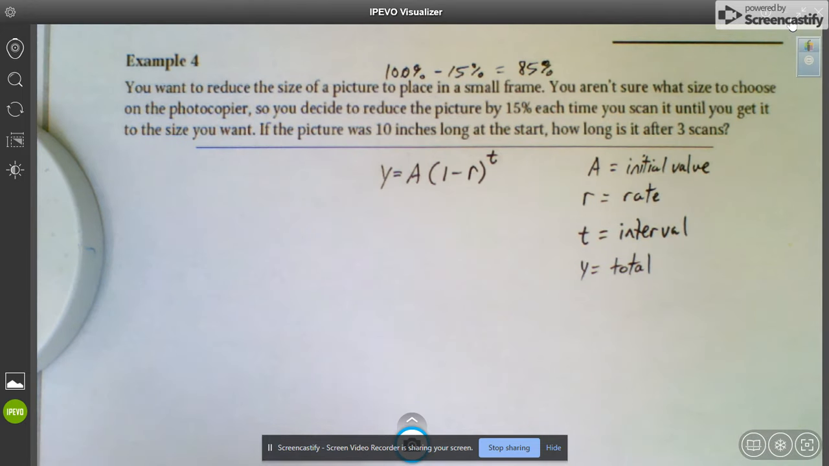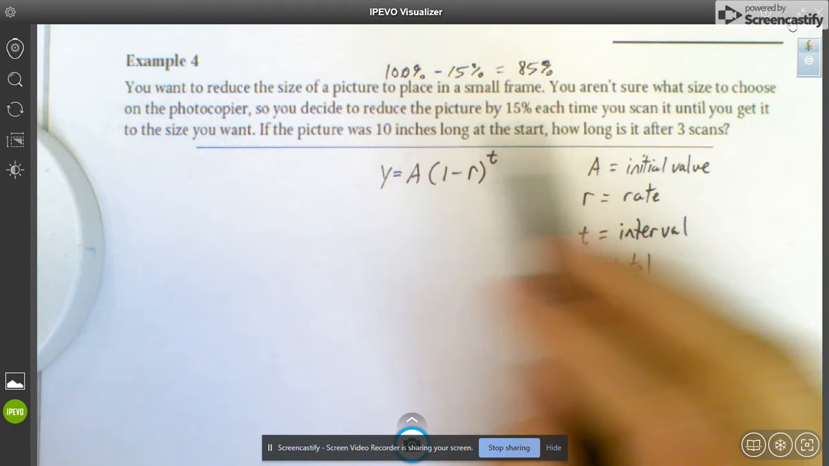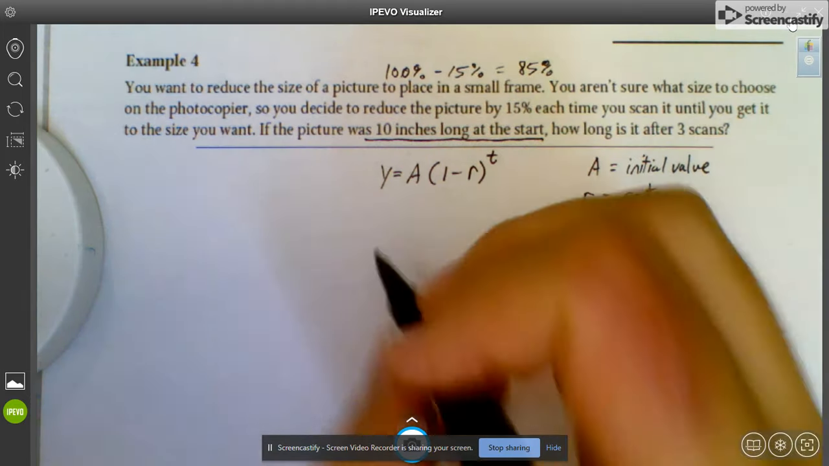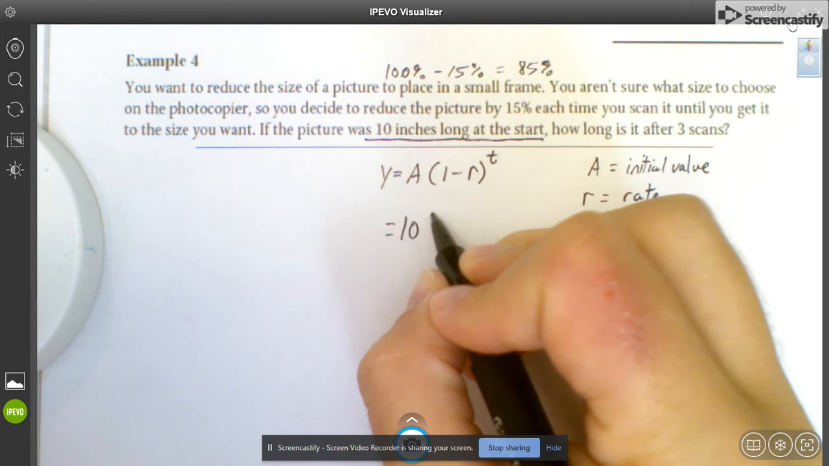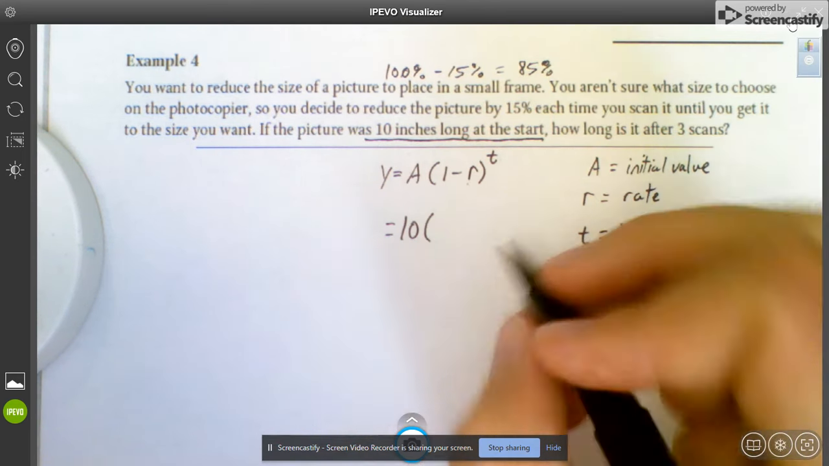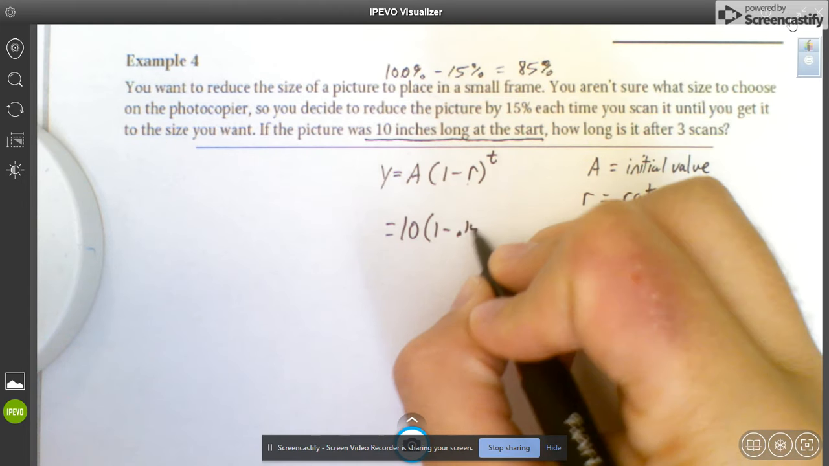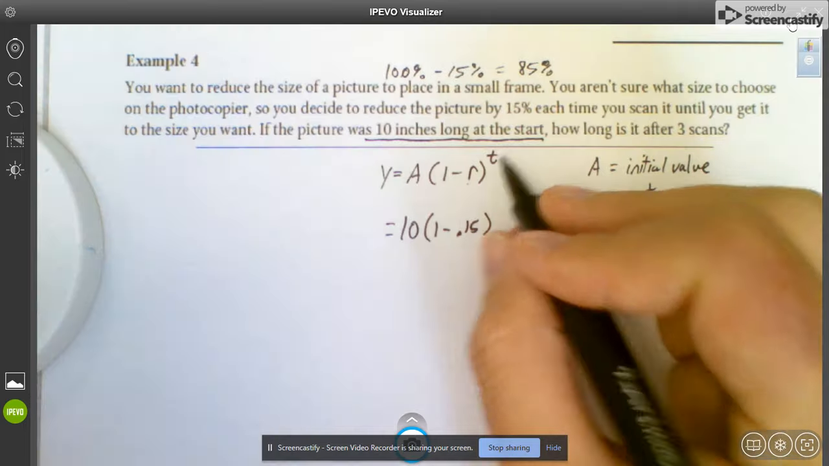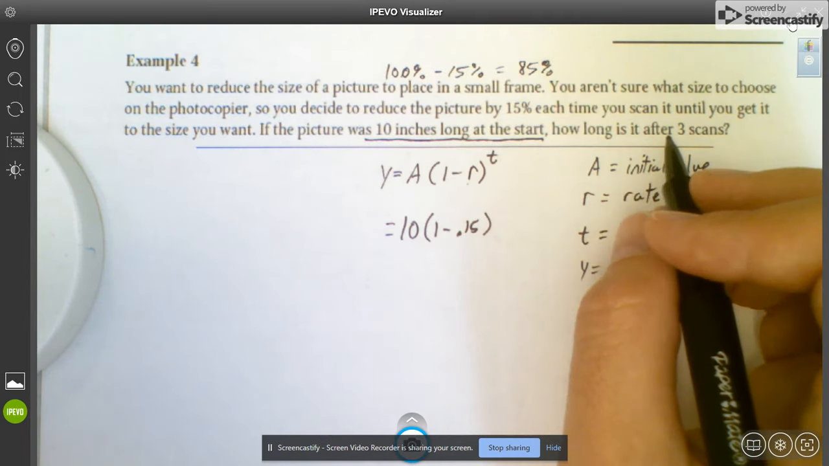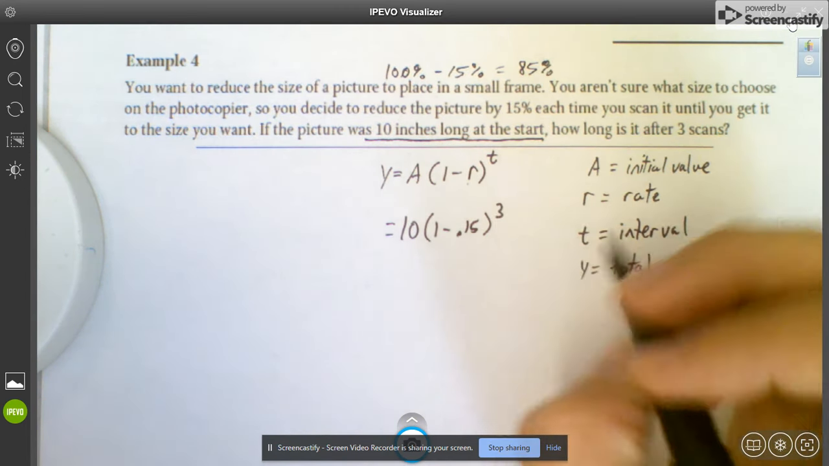Okay. All right, so in this problem, what are we starting with? Do we know? Let's see, we read through it again. If the picture was 10 inches long at the start, there's your initial value. So A is 10. Again, we already talked about the 100% becoming the 1, and this being the rate that we're changing by. So we have 1 minus 15%, which becomes 0.15. And then t, how long are we doing it for? Well, it's not really time this time. It's a certain number of things. So in this case, the interval is each scan. All right, so we're going to do that 3 times.